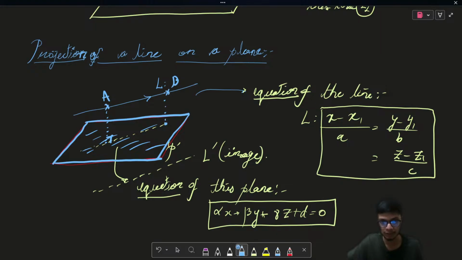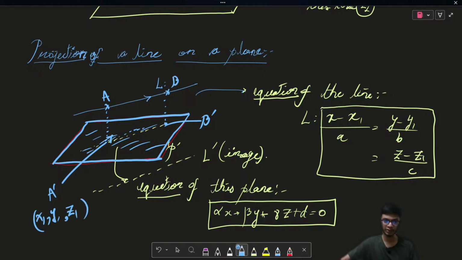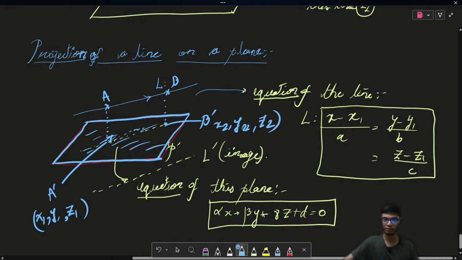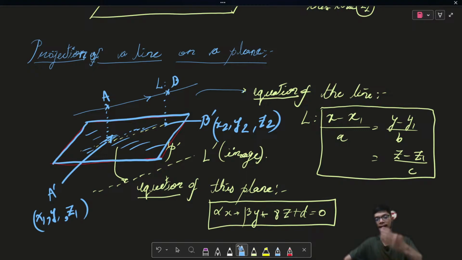Okay, the foot of perpendicular of those points on the plane. So let us call this point A dash and this point B dash. Then if I find this A dash B dash, which is lying on the plane, then by having the coordinates of two points, let us call them x1 y1 z1 and x2 y2 and z2, the coordinates of the foot of perpendicular of these line points on the plane.